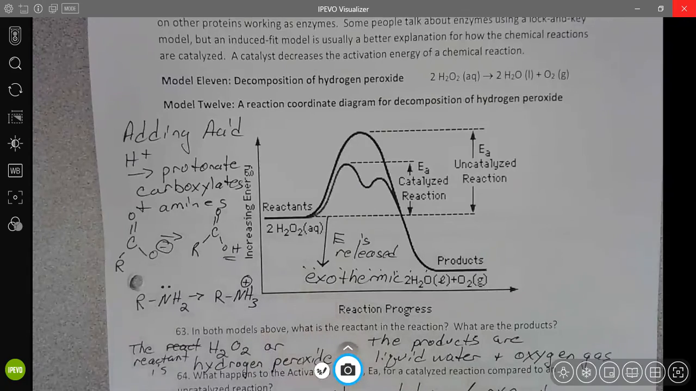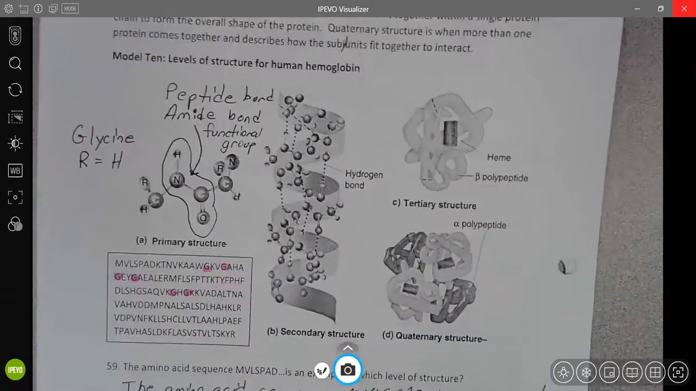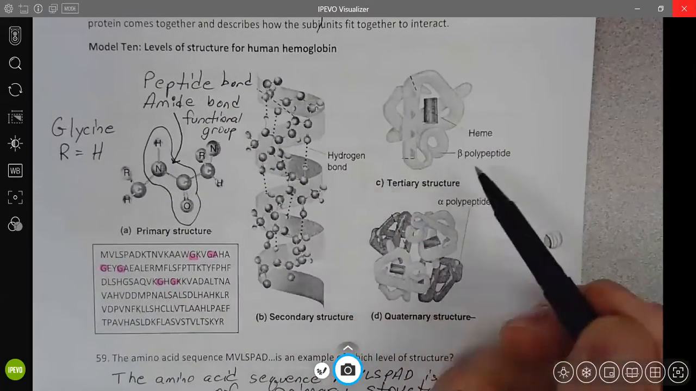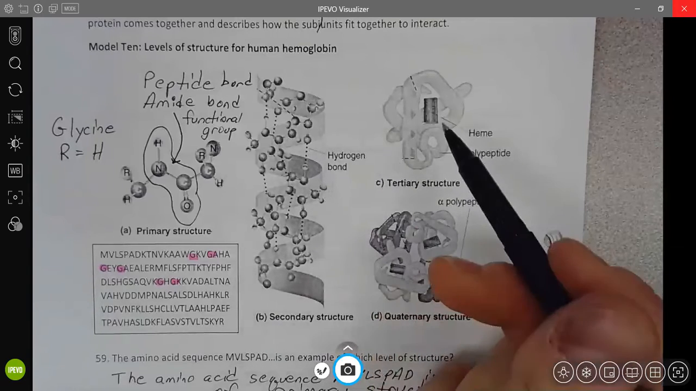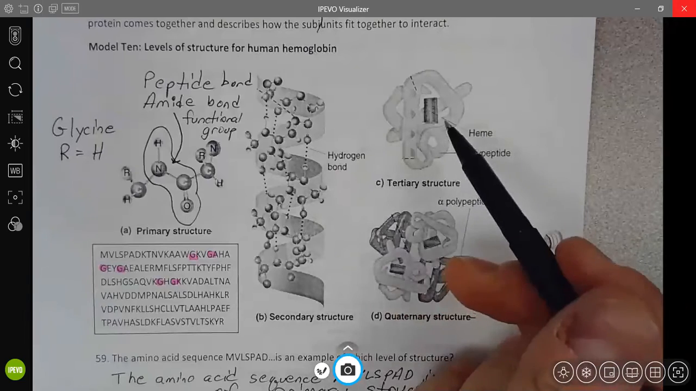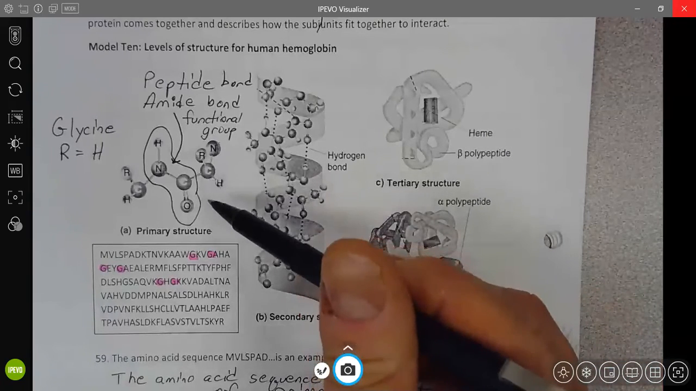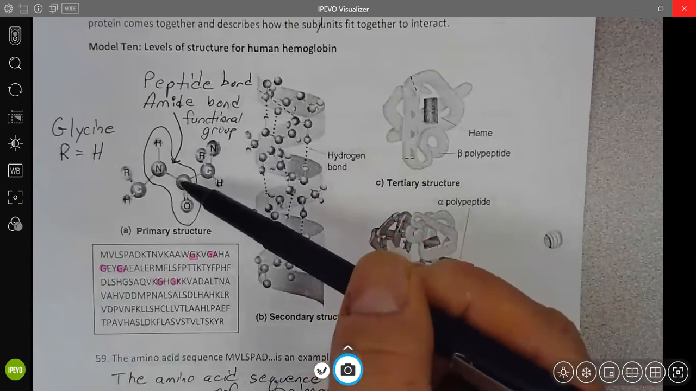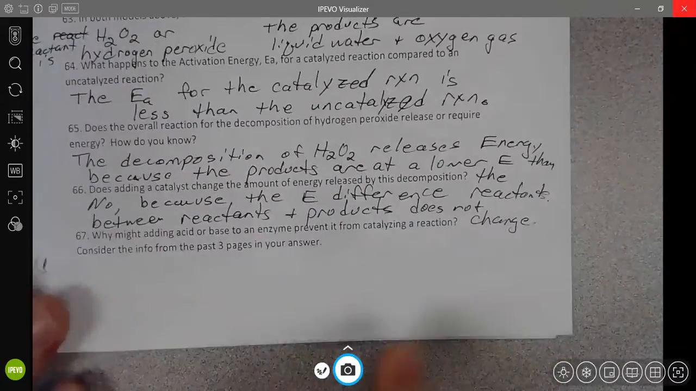This is going to change the intermolecular forces. When you change the intermolecular forces, which can even occur within these levels of structure of a protein, basically you can change all of these higher levels of structure. You can change the quaternary, tertiary, or secondary structure of the protein. You're not going to change the primary structure because just adding acid or base is not going to break these peptide bonds.